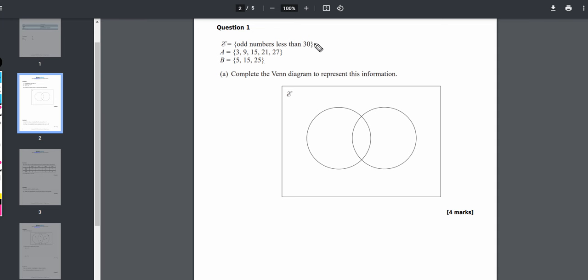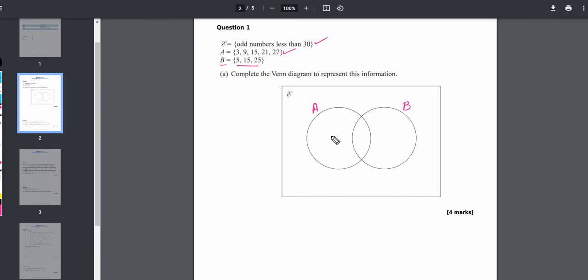So we have been given a universal set that has odd numbers less than 30, so like 1, 3, 5, 7, 9, 11 up till 30, and we have the elements of set A that are 3, 9, 15, 21, 27, and for B we have 5, 15, 25. Now in part A it says complete the Venn diagram to represent this information. So what we do is we will put these elements into A and B. So I'll name this circle A and I'll name this circle B. So whatever are common, I'll write it here, and whatever are uncommon, I'll write over here and here.